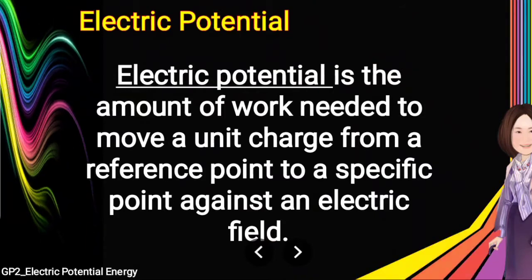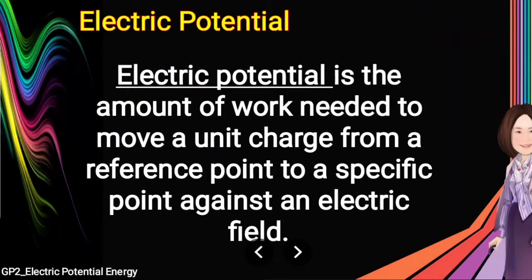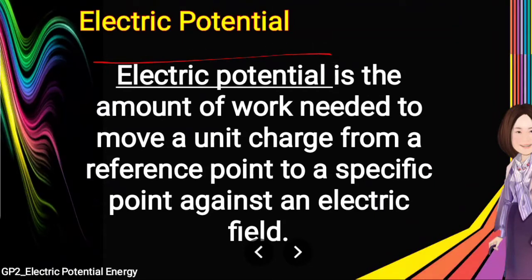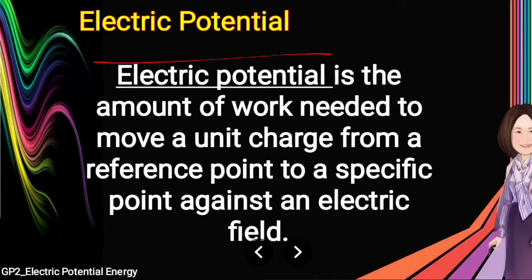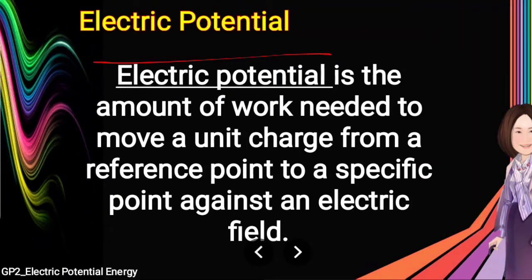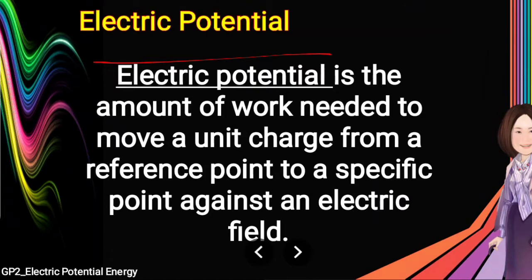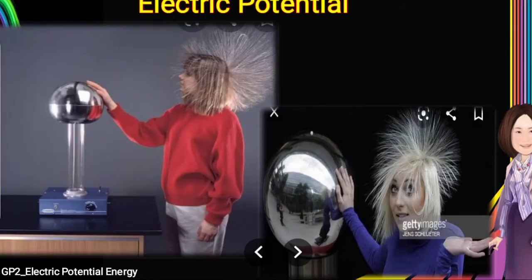So let's now proceed. So we also have here what we call electric potential. Electric potential is the amount of work needed to move a unit charge from a reference point to a specific point against an electric field. Consider an electric field created by a positively charged Van de Graaff generator. The direction of the electric field is in the direction that a positive test charge would be pushed. In this case, the direction is outward away from the Van de Graaff sphere.